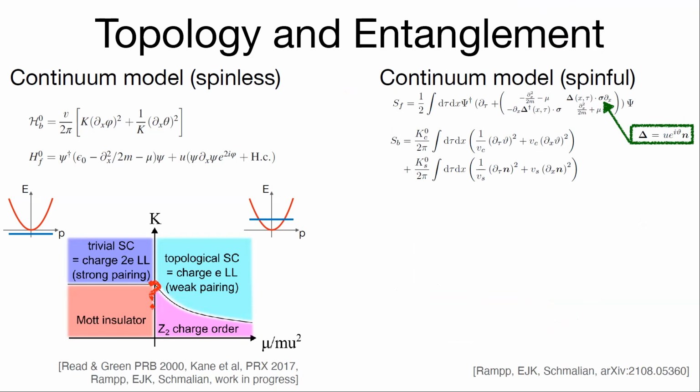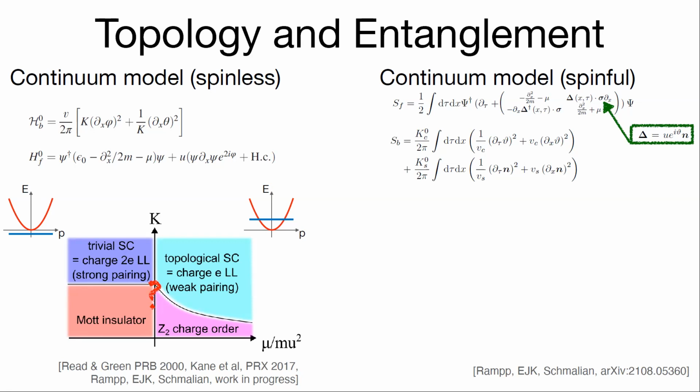This problem is a variant of this one, but it's for spinful fermions. So these psi's here are spinful Nambu spinors. We have a normal state Hamiltonian here, which is just parabolic in one dimension. And we have a pairing, which is spin triplet. So first of all, it is p-wave, so it has one derivative. And it has an order parameter field, which is e to the i theta. Sorry, it's a different notation in here. Theta is the variable used for the superconducting phase. And n is the orientation of the Cooper pair spin.